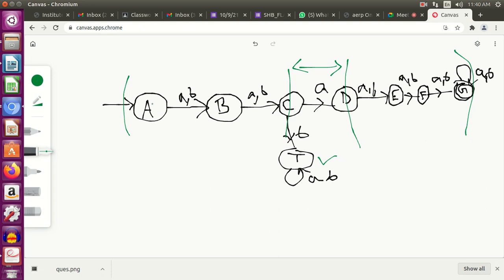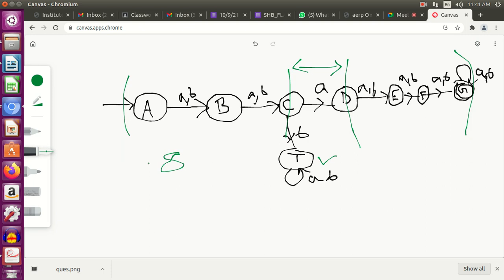So total number of states is 1, 2, 3, 4, 5, 6, 7, 8. So we get 8 states. And again, if you want to try, you can try reducing the number of states using the DFA minimization process that I had shown you, but it's in vain. It's of no use, because you won't be able to minimize it further. You won't get a number of states lesser than 8.